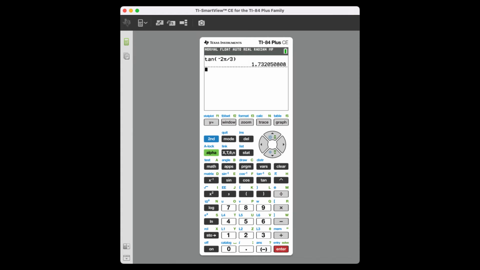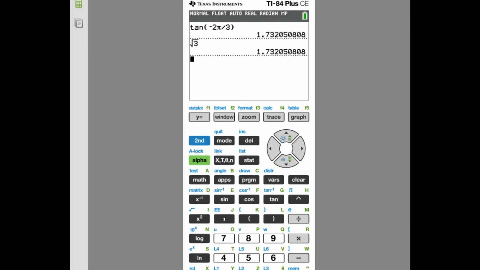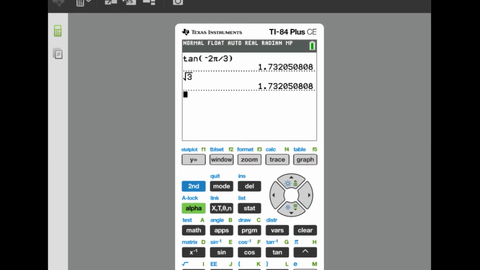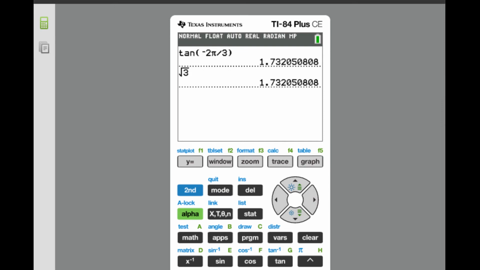A numerical answer. I don't know what that is. Second, where's my square root? There we go. Square root of 3. What did I just verify? It's the same. See what I'm saying? So you can verify, and it might be good to just verify that it's the same.